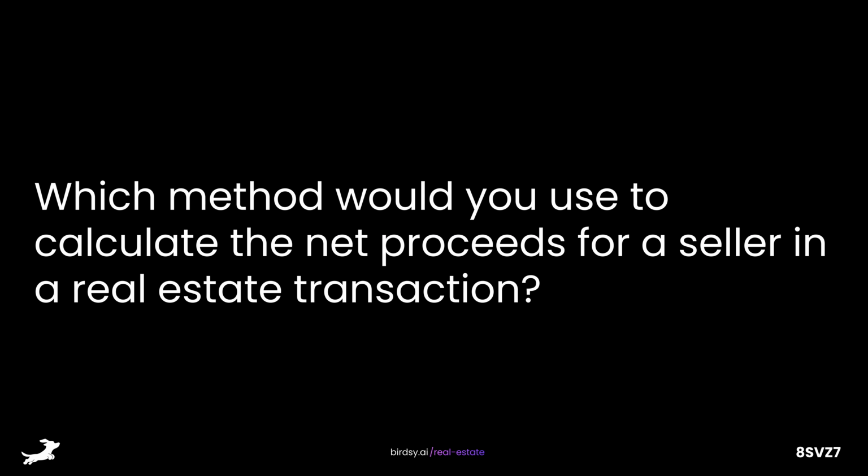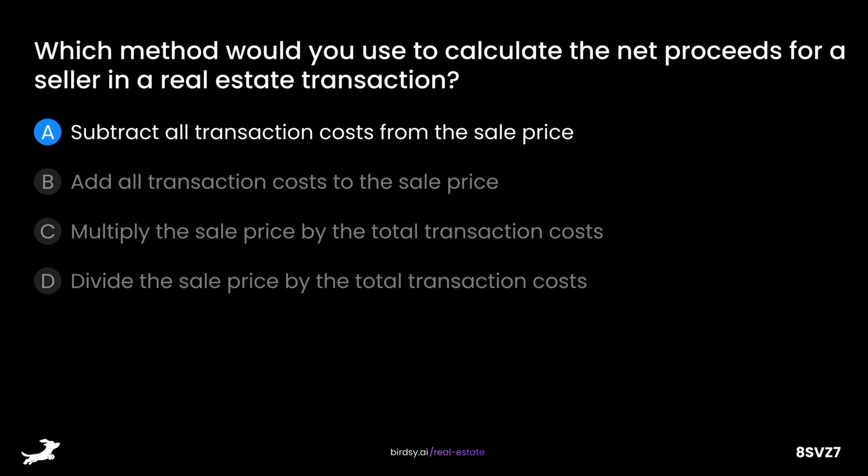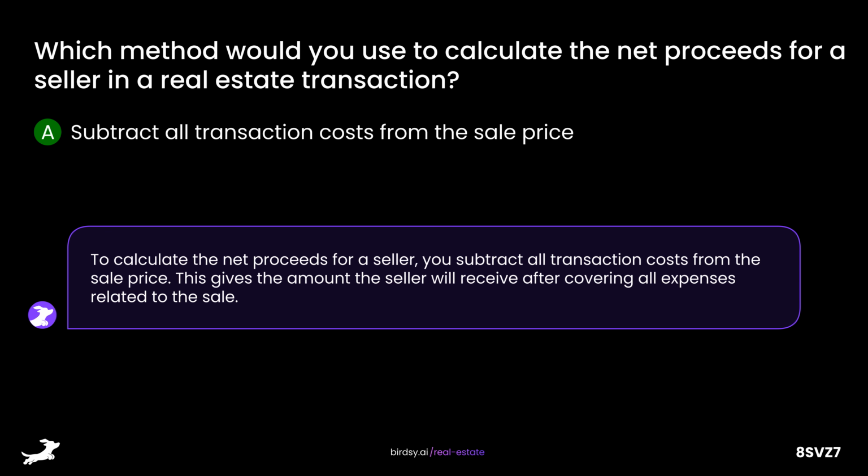Which method would you use to calculate the net proceeds for a seller in a real estate transaction? Is it A. Subtract all transaction costs from the sale price? B. Add all transaction costs to the sale price? C. Multiply the sale price by the total transaction costs? Or D. Divide the sale price by the total transaction costs? The answer is A. Subtract all transaction costs from the sale price. To calculate the net proceeds for a seller, you subtract all transaction costs from the sale price. This gives the amount the seller will receive after covering all expenses related to the sale.